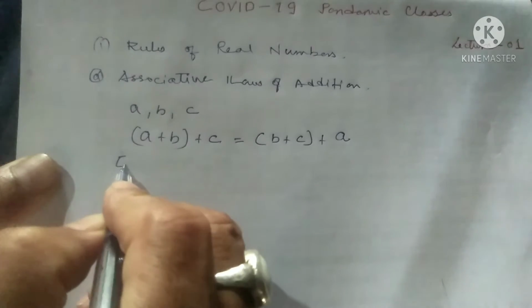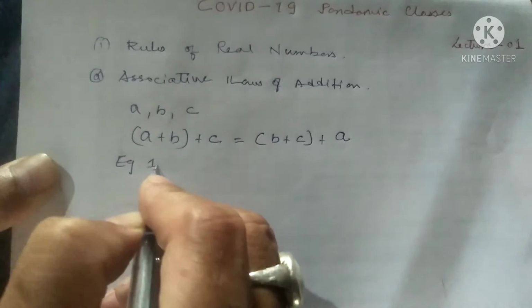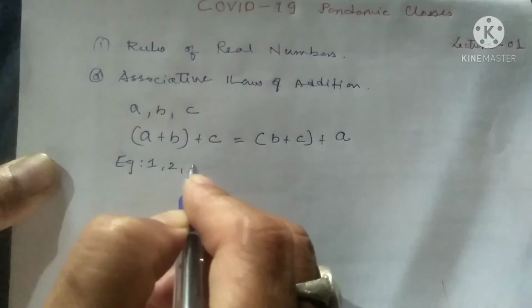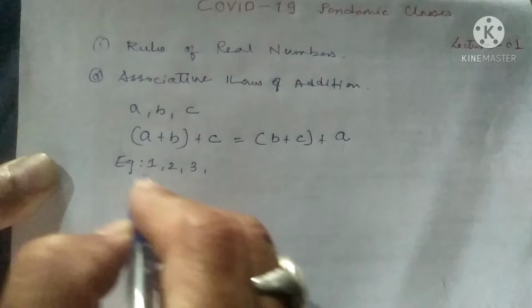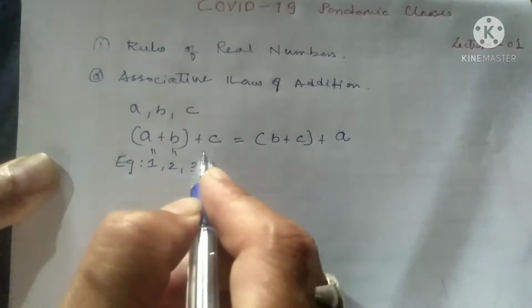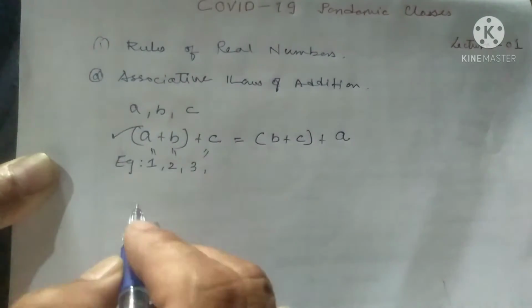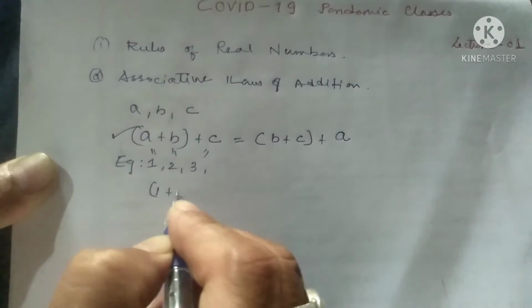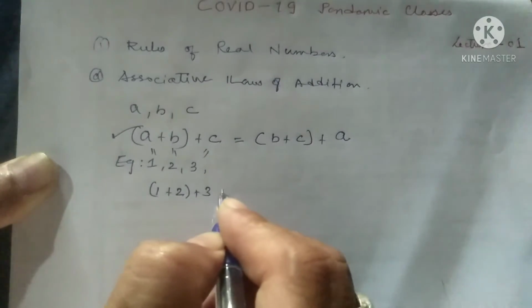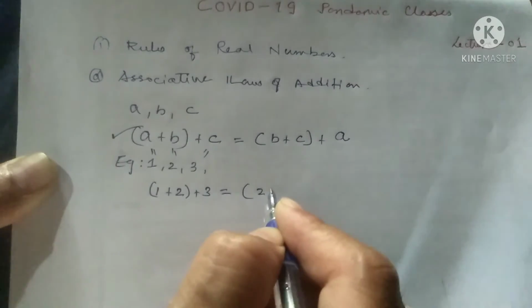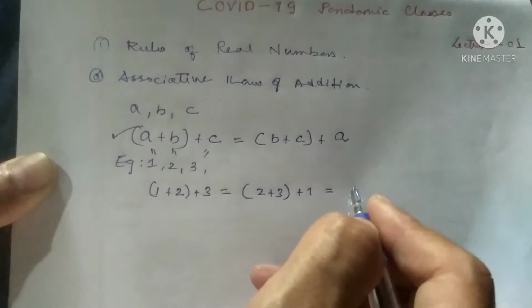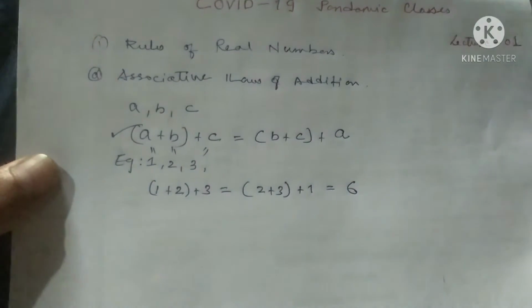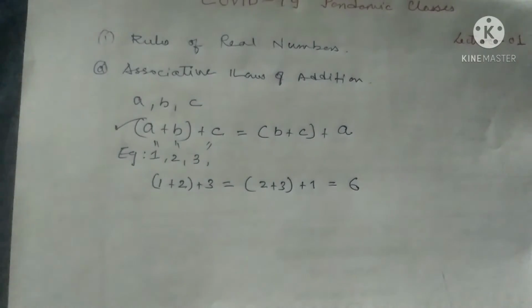For example, if there are numbers like 1, 2, and 3, let us counter check this law. We are going to apply the associative law. So 1 plus 2 plus 3 is always equal to 2 plus 3 plus 1. Definitely the answer will be 6. This is known as the Associative Law of Addition.